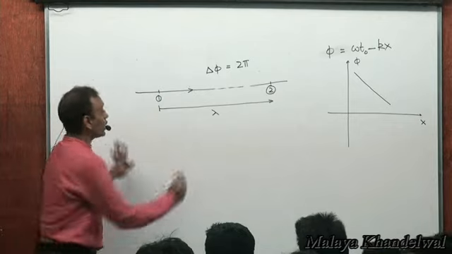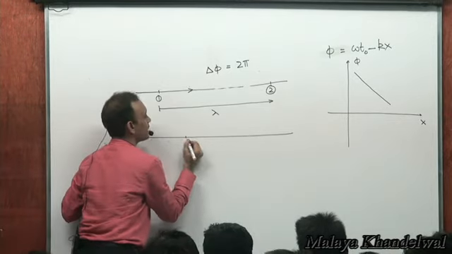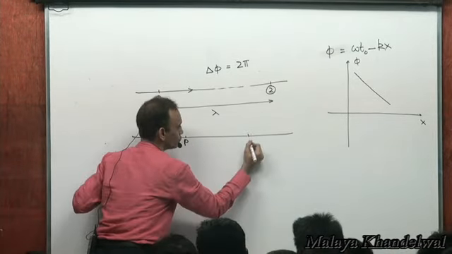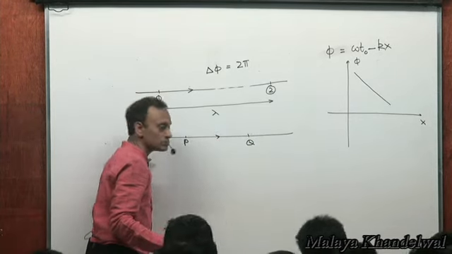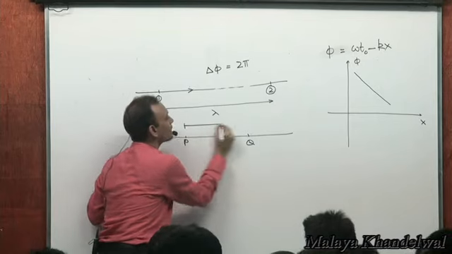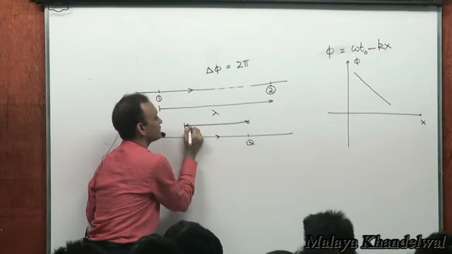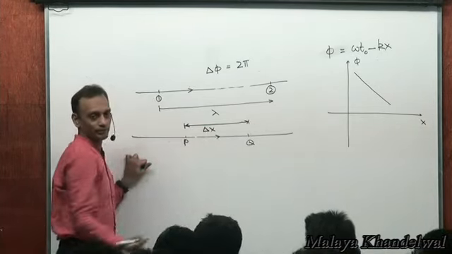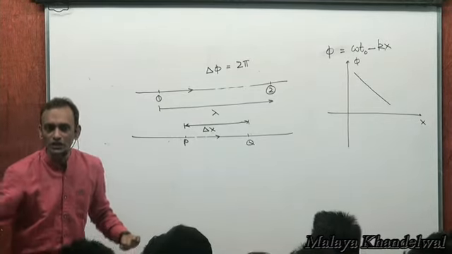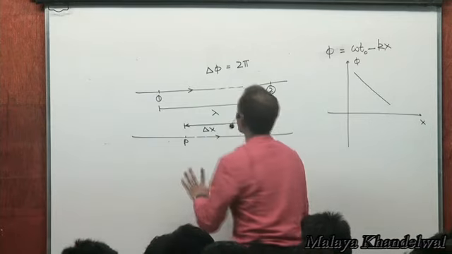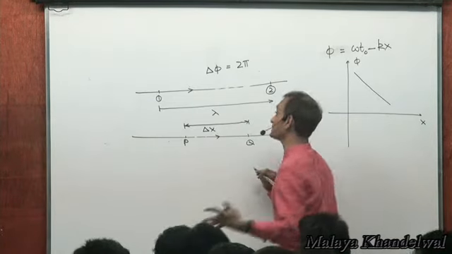Right? If there are two particles, let's say particle P and particle Q, in the direction of wave propagation, and say they are separated by a distance delta x. If delta x is the separation between them, and I want to find the phase difference between these two particles, then I'm going to apply shopkeeper's method.